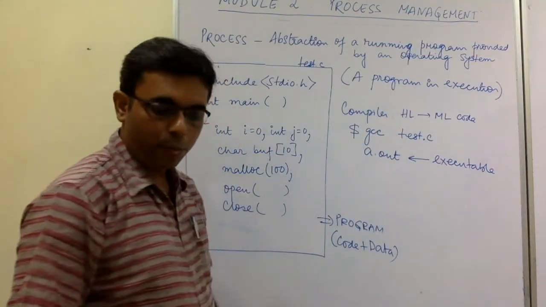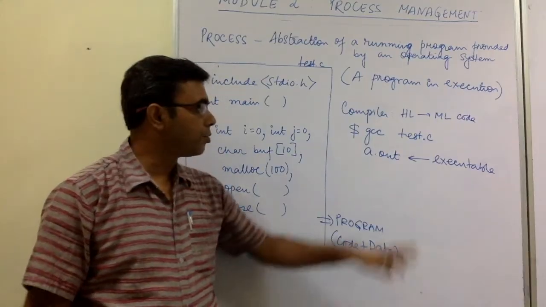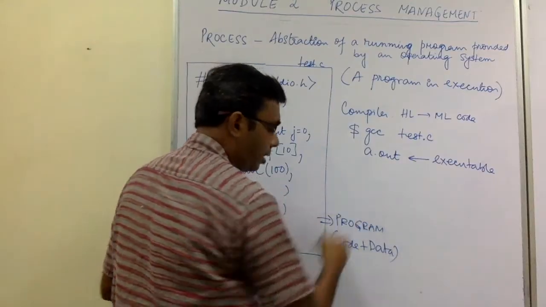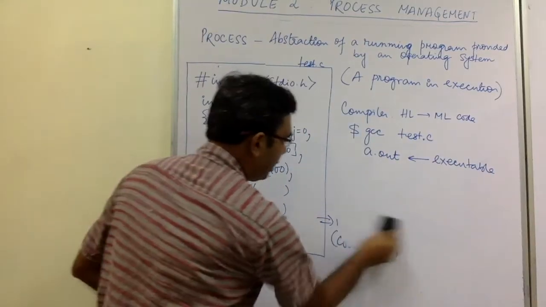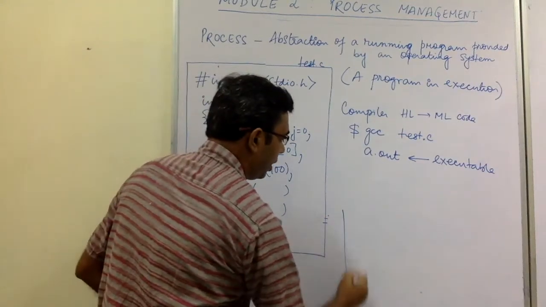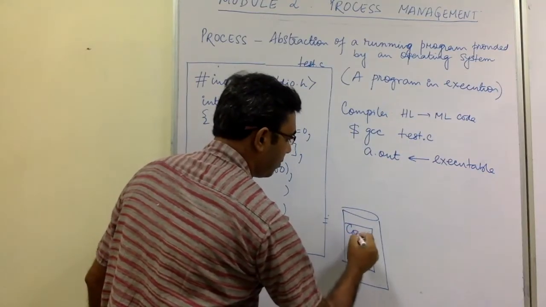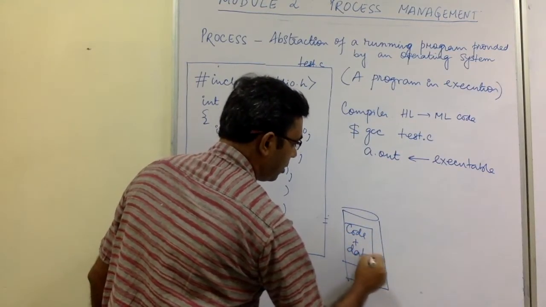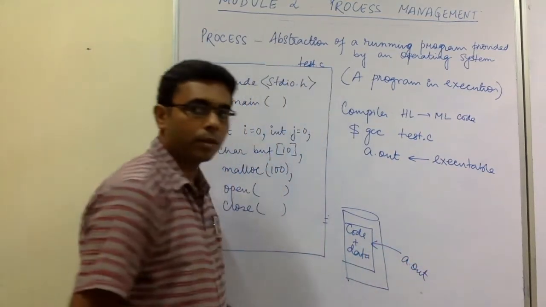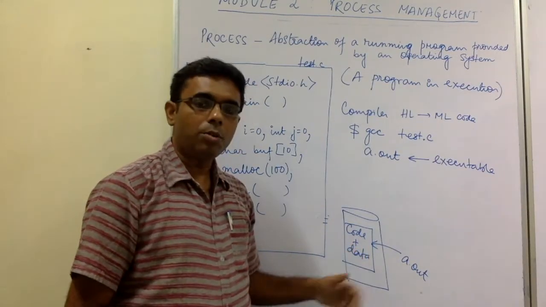So we will assume that our program has been obtained in the form of machine level instructions. That is, we have this executable. And where do we have this executable? We have it in some secondary storage device. So our executable, which is the code and data, is present in some storage device. So here we have this code and data, and this is my a.out code.